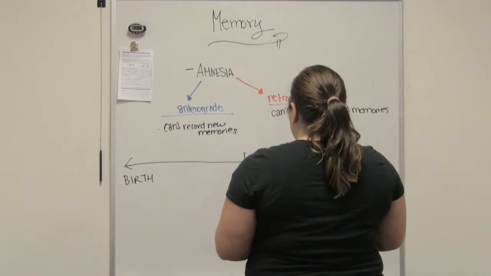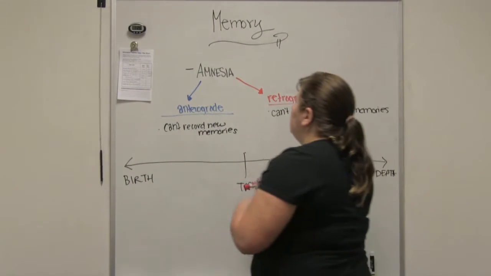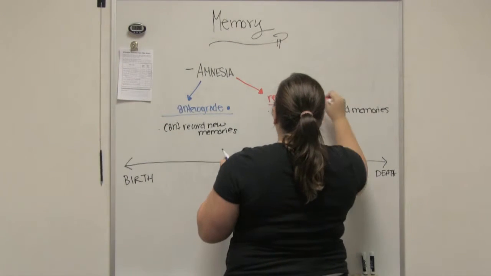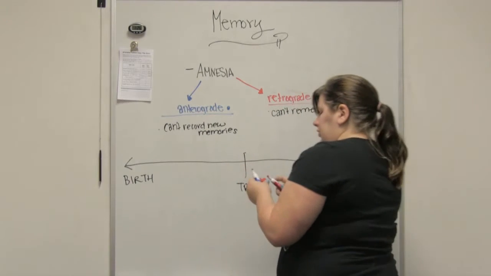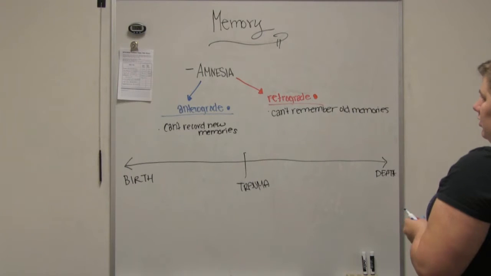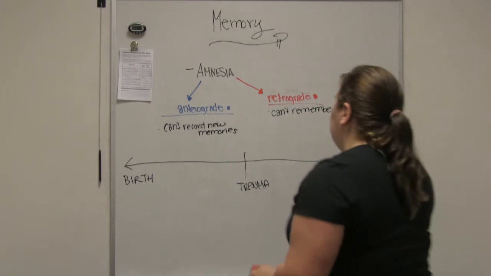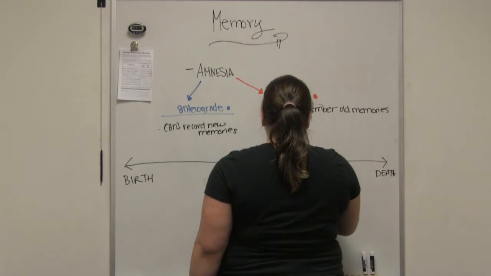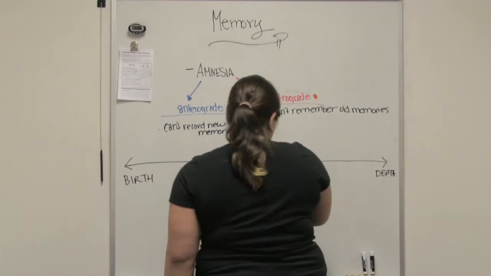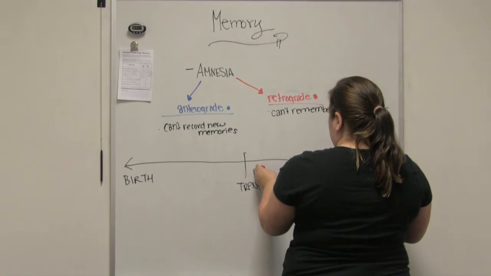So, on this line, if I was going to put a blue dot and a red dot, where would I put the blue dot? Before the trauma? Yes. So, I would put it over here because I can't get from the trauma to these memories that occur from here to here. Does that make sense? Oh, okay.